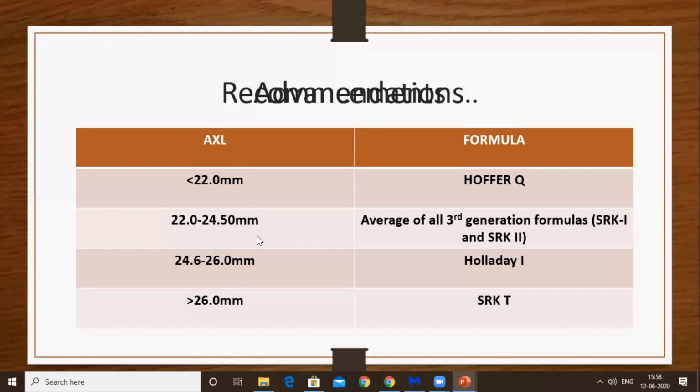Okay, this is actually a recommendation. Whenever we are going for a manual IOL calculation, these are the recommended formulas depending on the patient's axial length. So if the patient's axial length is less than 22 mm, you want to go for the Hoffer-Q formula.